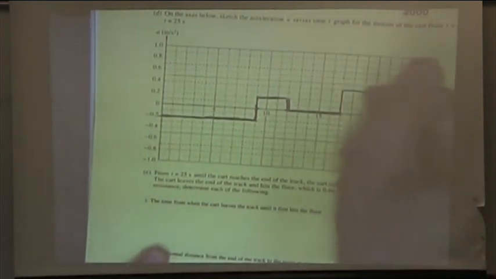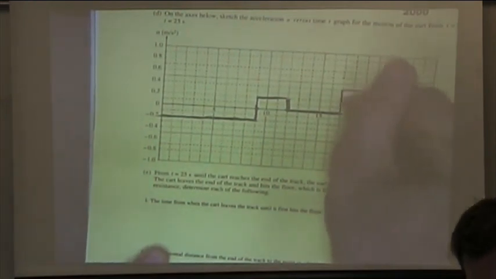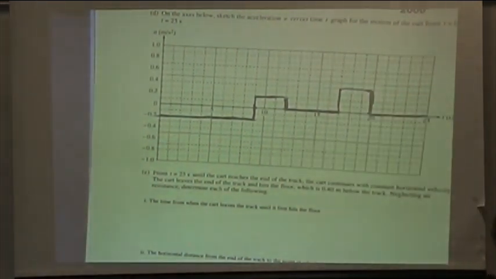Again, instant transitions. And so we've used our relationships of slope and area to analyze a motion graph to be able to talk about what's happening to the measurements of displacement, velocity, and acceleration of an object over a period of time.